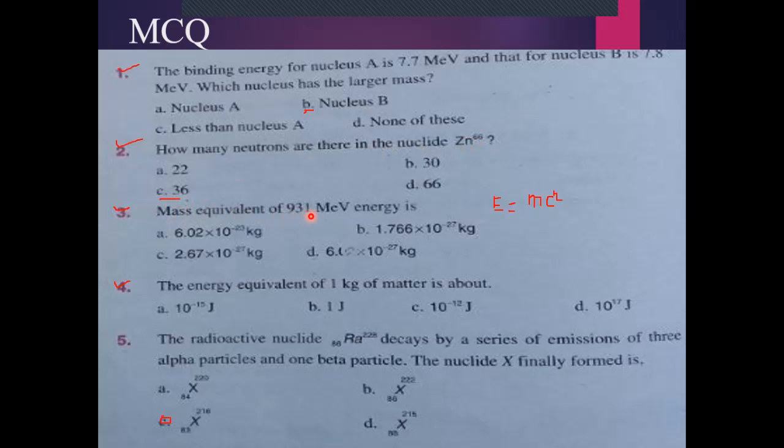The next one: 1 amu is equivalent to 931 MeV of energy, and we have to find the mass. That can be found by the relation E is equal to mc squared, or m is equal to E divided by c squared. But first of all, we have to convert this energy into joules. So 931 mega electron volts can be converted into joules by multiplying with 1.6 into 10 raised to power minus 13. So we get the energy in joules, and then we divide by c squared, where c equals 3 into 10 raised to power 8 meters per second. So we get the answer.